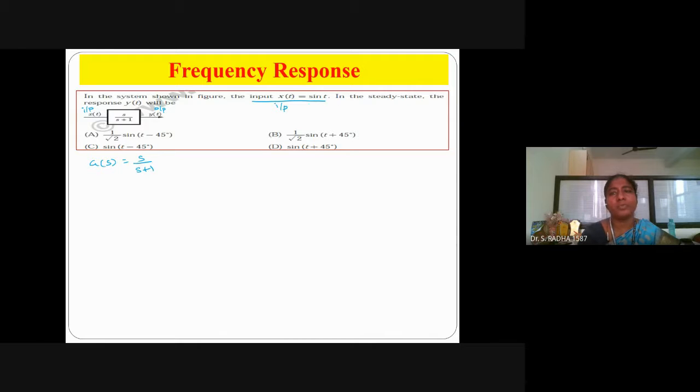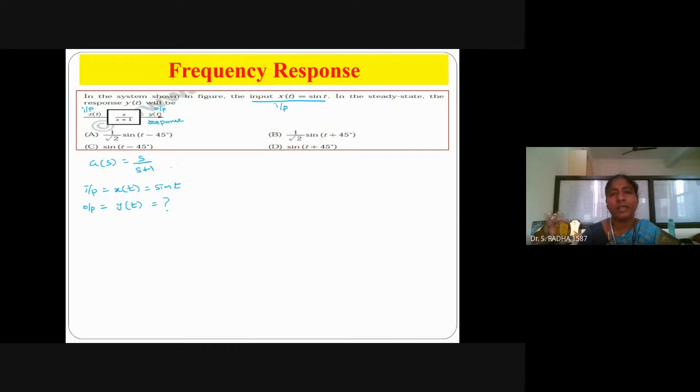So what about the response? Response or output is one and the same. When input is sinusoidal, the system gives output also sinusoidal, but there will be a small change in the magnitude and phase angle. Now coming to the input, it is X of t equals sin t, and now what is the output or response Y of t? This we have to find.